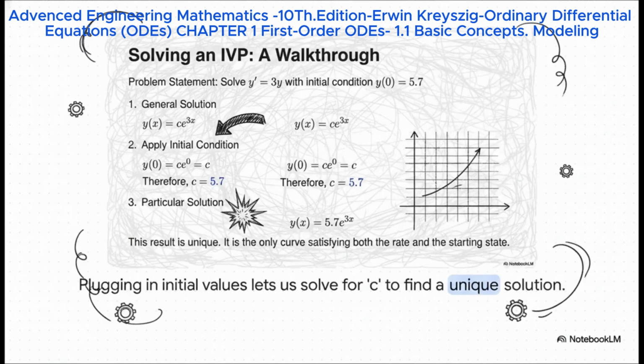Let's make this super concrete. Let's say we have our general solution, y equals c times e to the 3x. And we're given an initial condition. When x is 0, y is 5.7. Okay. All we have to do is plug those numbers in, and since e to the power of 0 is just 1, the math is dead simple. C has to be 5.7. And just like that, we've gone from an infinite family of solutions to our one and only particular solution.